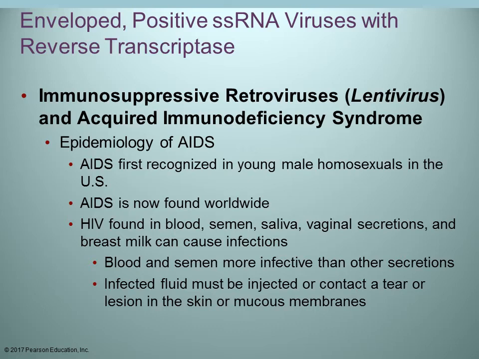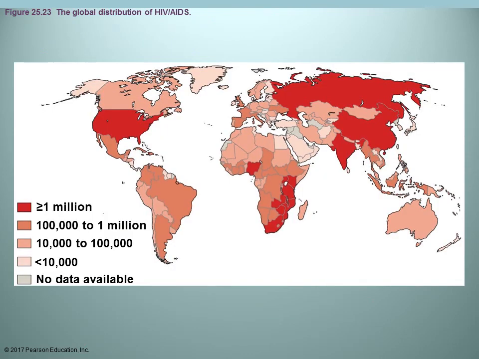And then they found that HIV can be found in blood, semen, saliva, vaginal secretions, and breast milk. Blood and semen tend to be more infected than the other secretions. So there must be some type of a tear to get through the skin or the mucous membranes for that infected fluid. The global distribution now of HIV and AIDS that you can see on this map, it definitely is global now.